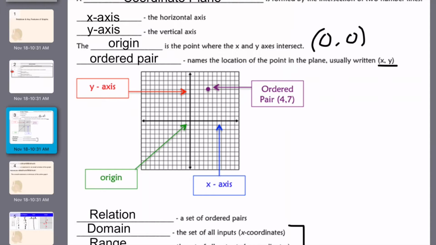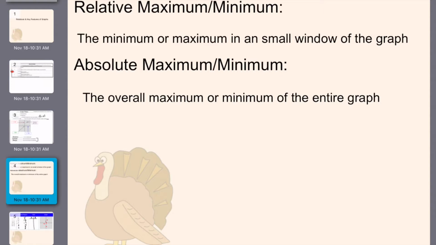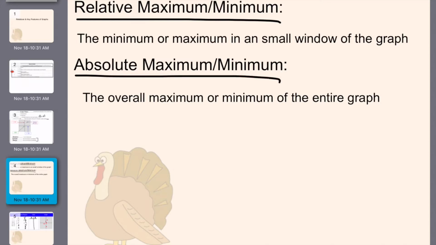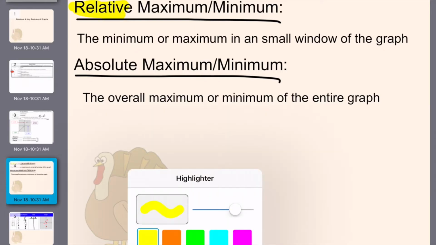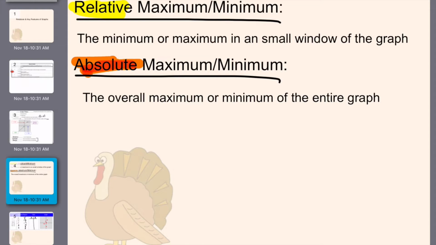I also want to point out two other key words that are going to be super helpful for you. The relative minimum/maximum. The relative minimum or maximum is essentially the minimum or maximum in a small area, in a little window of your graph. It is not the maximum or minimum of the entire graph. The maximum or minimum of the entire graph overall is the absolute maximum or minimum. So you really want to look at the difference between relative and absolute. Relative means in a smaller area of my graph, just a little window, and absolute is the entire graph.